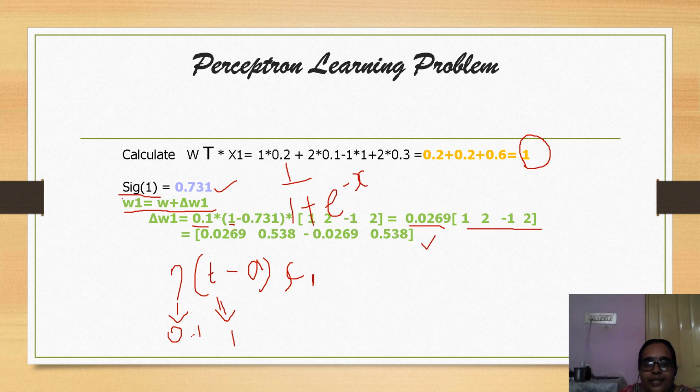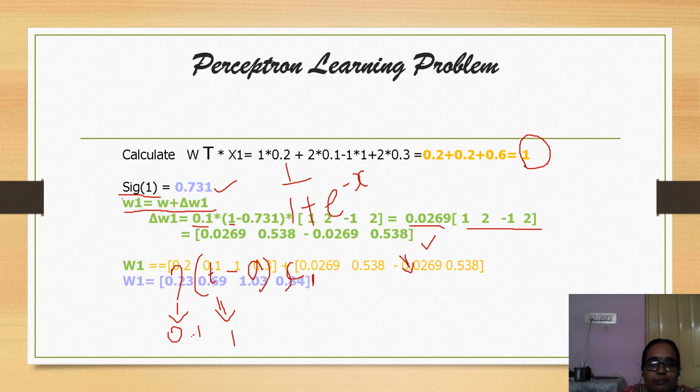So hereafter we should use this updated weight only. So initially we applied the weight given. After applying with one input data set, our updated weight value is this one. So hereafter we should apply this only. So this is our updated weight one. It is given in blue color.